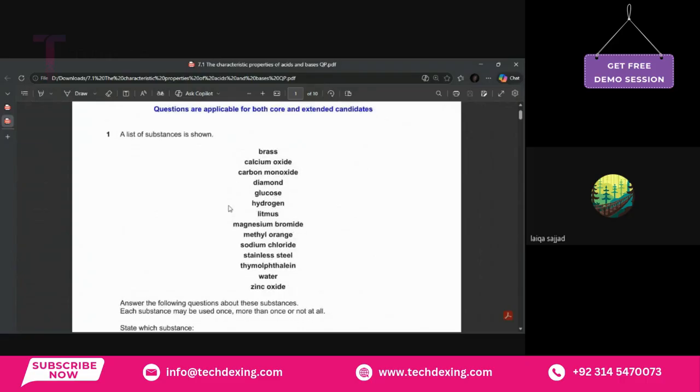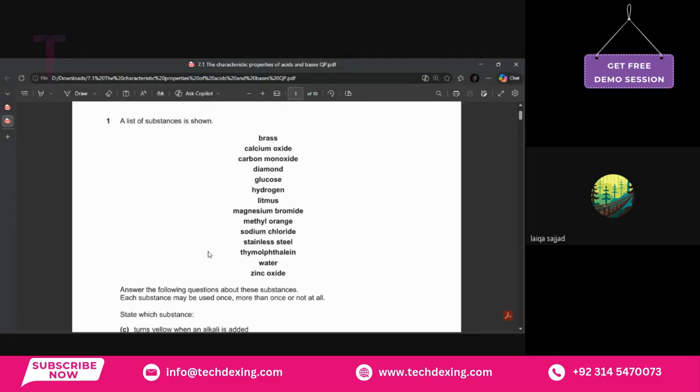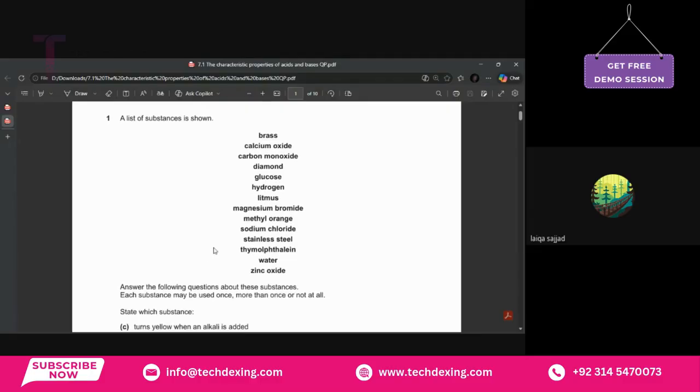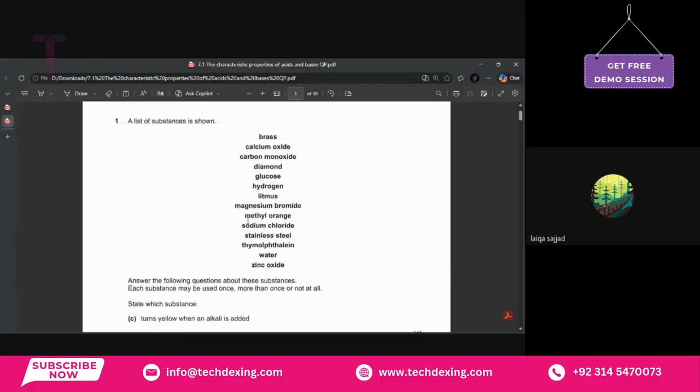So we are given a list of the substances. Answer the following questions about these substances. Each substance may be used once, more than once, or not at all. You are given the names of these substances. State which substance turns yellow when an alkali is added. We are given brass, calcium oxide, carbon monoxide, diamond, glucose, hydrogen, litmus, magnesium bromide, methyl orange, sodium chloride, stainless steel, thymolphthalein, water, and zinc oxide. Which of these substances turns yellow when an alkali is added?